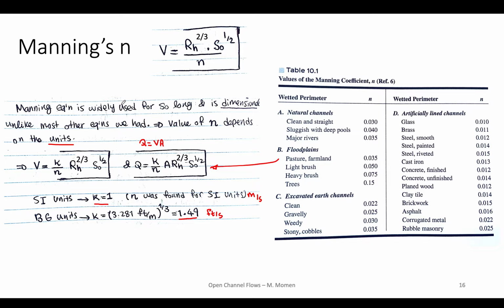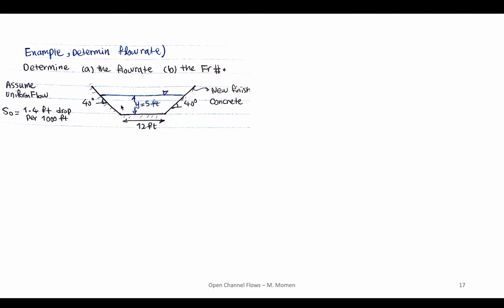So this is how we get n, the Manning's n, based on the units that we have. And now that you found this, I want to solve two examples for you. One to determine the flow rate in an open channel flow system, and the second one is for finding the normal depth in an open channel flow system.